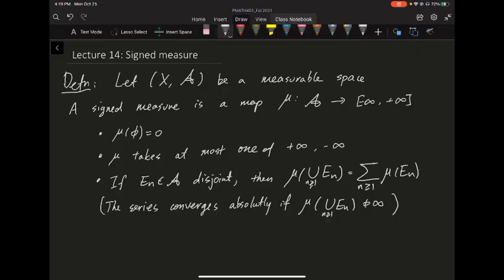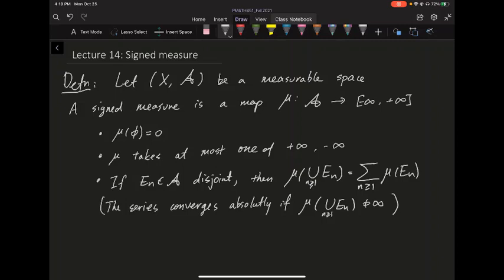So we're now moving into a new chapter. We're going to talk about the derivatives of measure, and our main goal is to prove the Radon-Nikodym derivative, which we'll cover in the next lecture. Before we do that, we need to prepare ourselves a little bit. So let's talk about this notion called the signed measure.